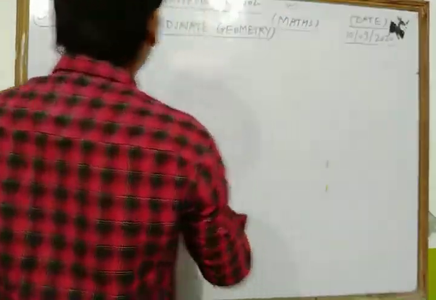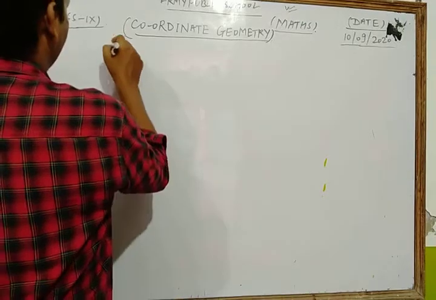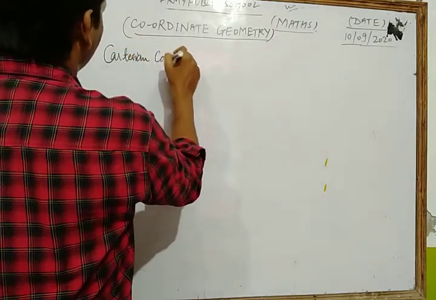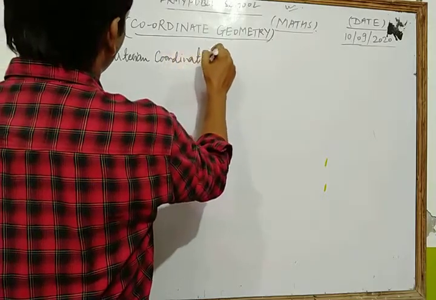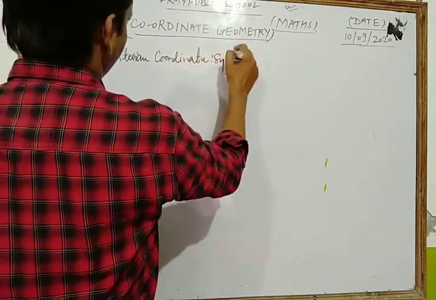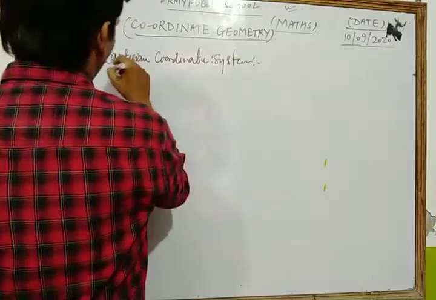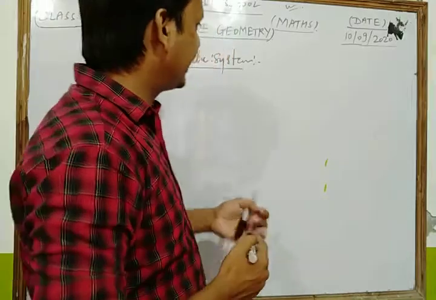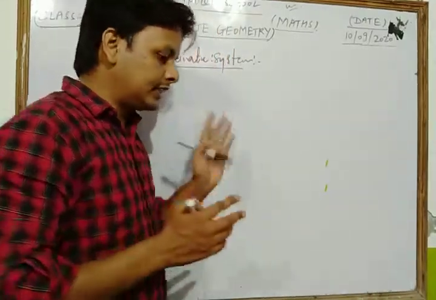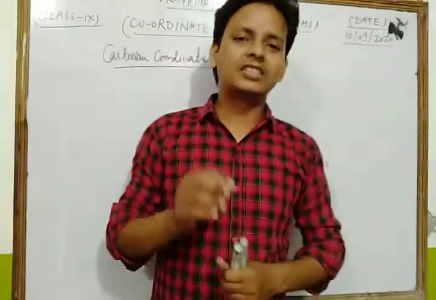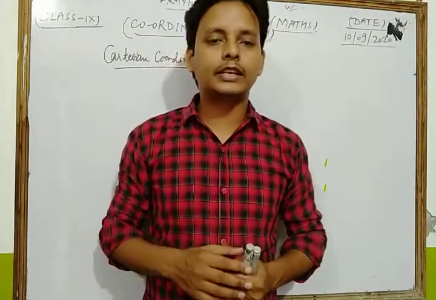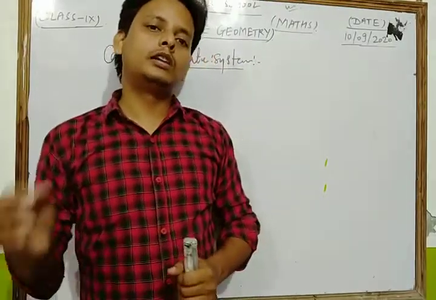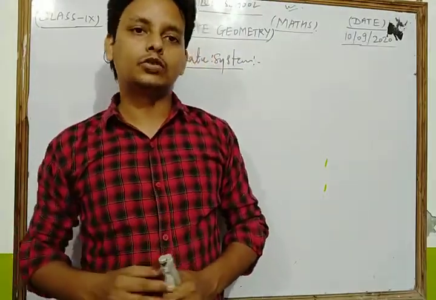Now, first of all we discuss the Cartesian coordinate system. Dear students, in that system, first of all we discuss the x-axis and y-axis. We discuss the quadrants. We discuss all important concepts related to the Cartesian coordinate system.